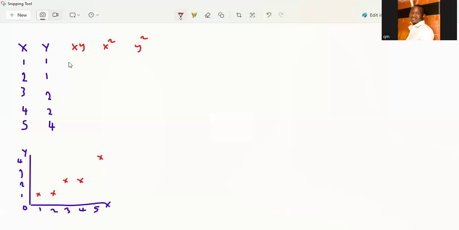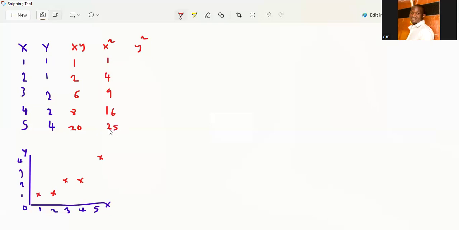So X, Y, we are multiplying this by that is 1. This by that is 2. This by that is 6. This by that is 8. This by that is 20. And X squared here we have 1, 4, 9, 16, and 25.